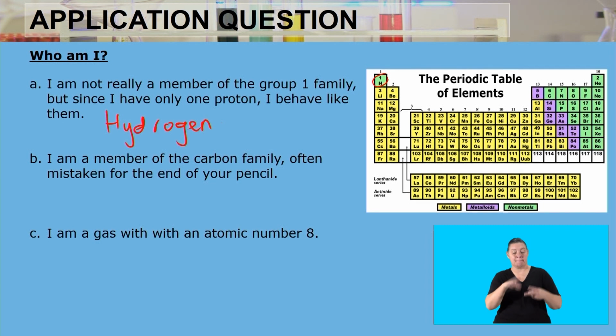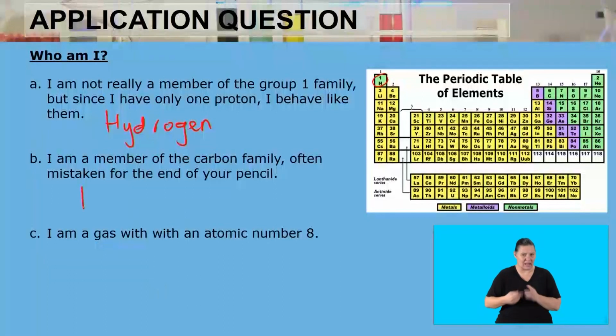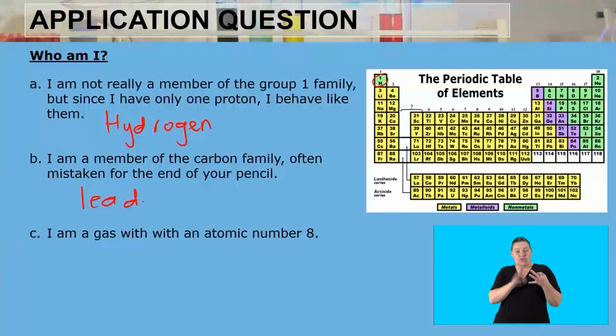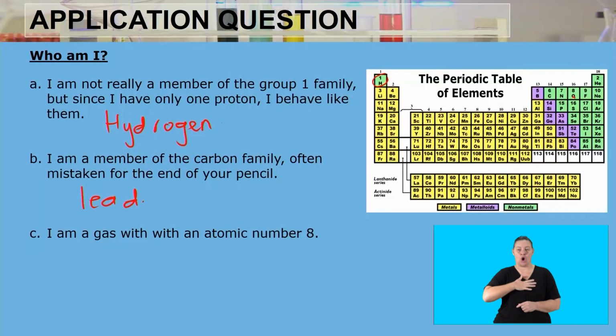The second question, I am a member of the carbon family, often mistaken for the end of our pencil. When you're thinking of a pencil, you must think of lead, and it's not really lead that is at the end of our pencil, it's graphite. So our answer there is going to be lead, because we often mistake that for graphite. Number 3, or C, I am a gas with an atomic number of 8. So that's a clue. You look at atomic number 8, and that is going to be oxygen.